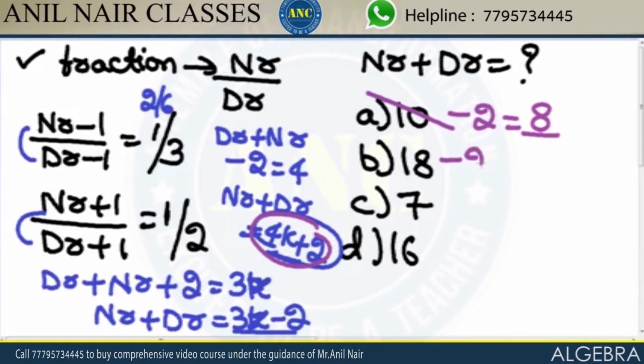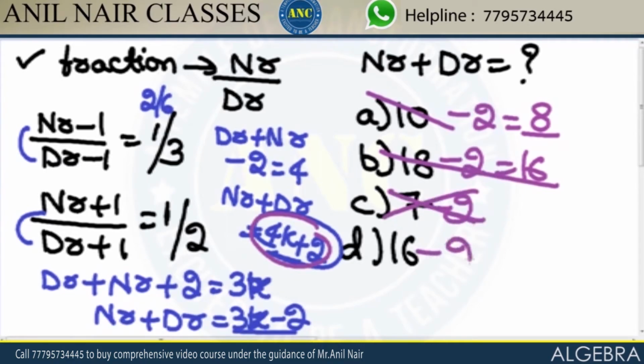18, yes. 18 minus 2 is 16. It should be divisible by 4. 7 minus 2 is 5. No. 16 minus 2 is 14. No. C and D are eliminated.